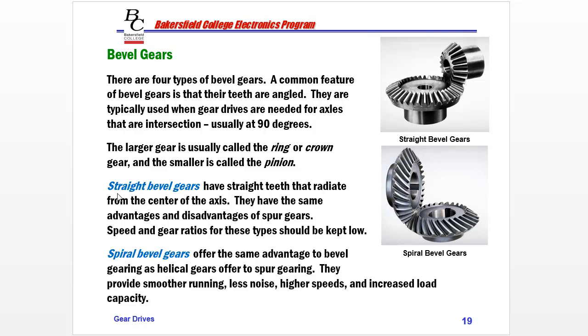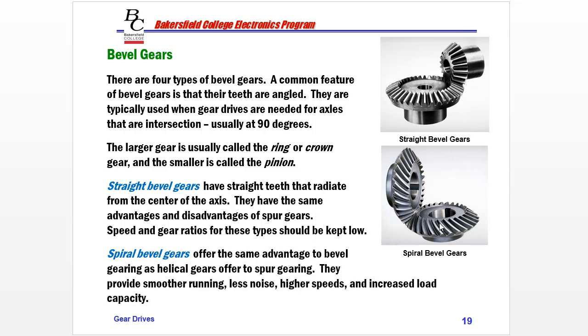So with bevel gears, we have straight bevel. They have straight teeth. That is this example up here. They have the same advantages and disadvantages of spur gears because they're really just two spur gears cut at a slant so they will bevel in each other. So speed and gear ratios for a straight bevel need to be kept low.